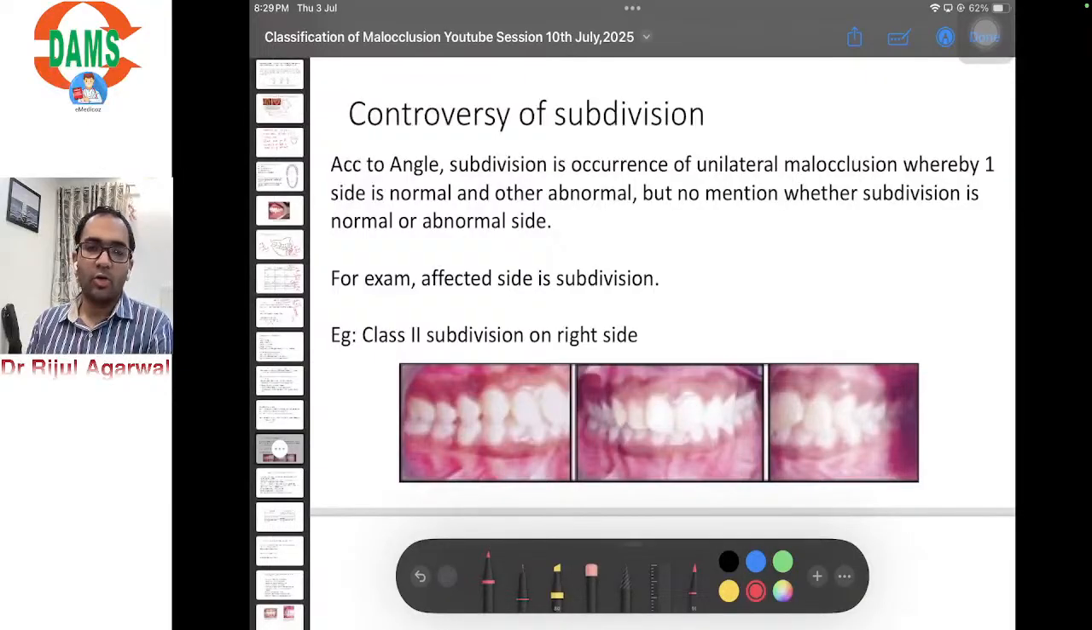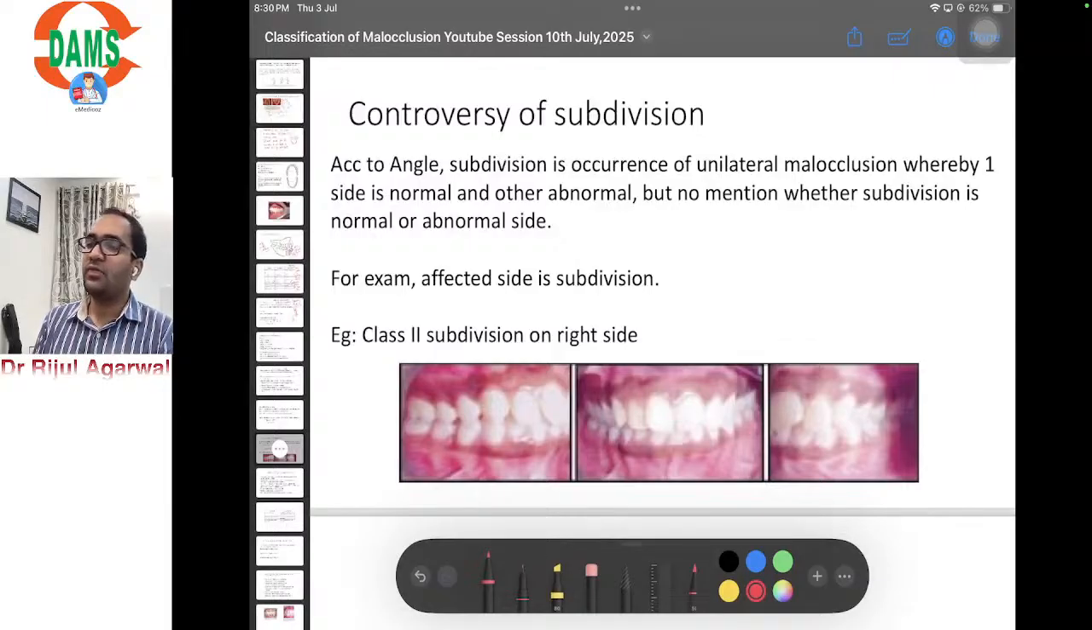Next is controversy of subdivision. So what is controversy of subdivision? Subdivision occlusion occurs, we classify it as subdivision when, supposedly, you must have seen in your OPD as well as in your college during your internship, that there is a class 1 molar relation on one side and class 2 on the other, or class 2 and class 3, or 1 and 3, which is also a likely scenario in many cases. So how will you classify it, whether you say class 1 or class 2 or class 3?